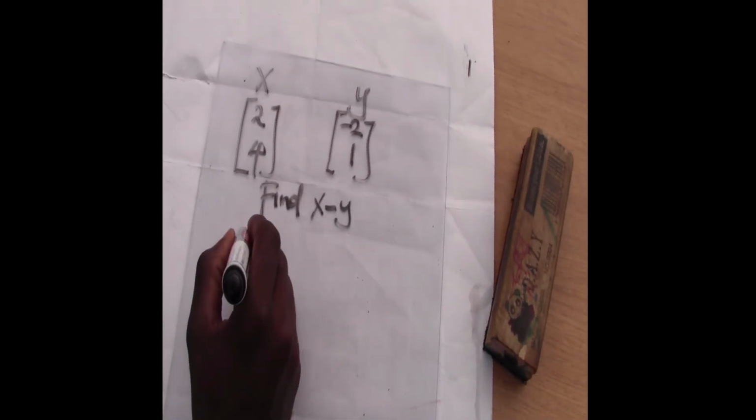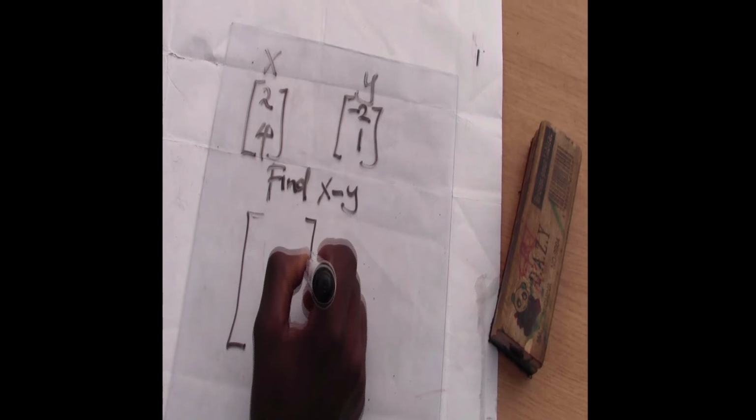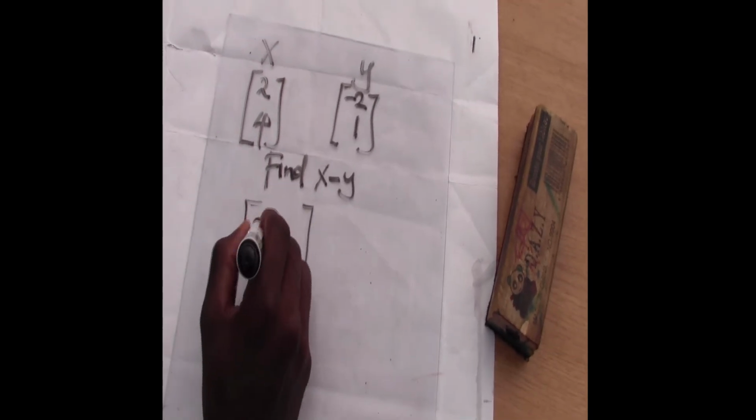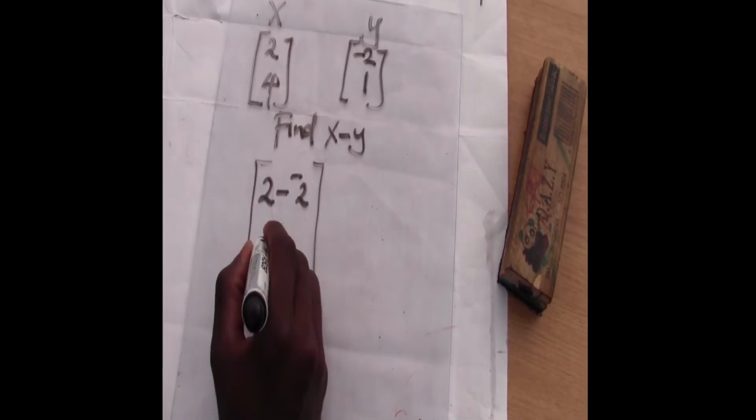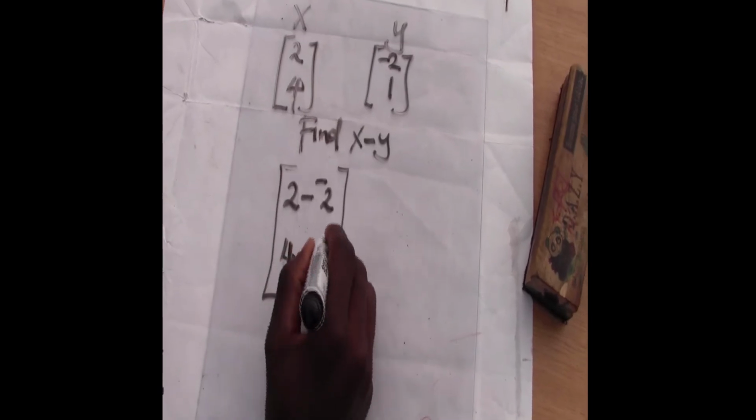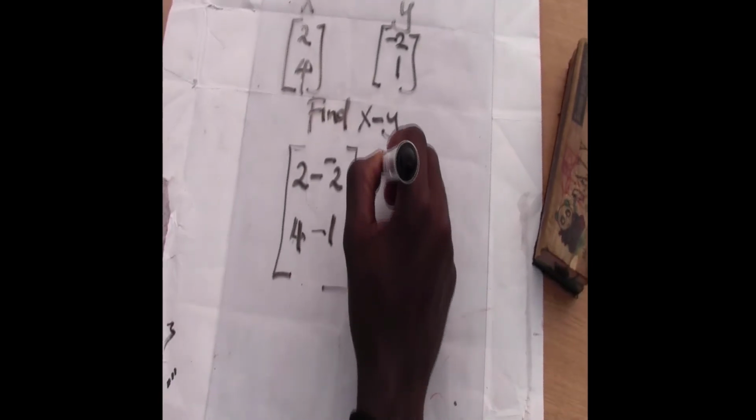So you're going to write our matrix here. It will be 2 minus negative 2, and then downward you're going to get 4 minus 1. So our answer will be 2 minus negative 2, you're going to get 4. And then 4 minus 1, you're going to get 3. So that is a 2 by 1 matrix.